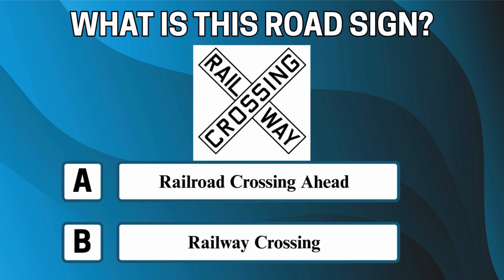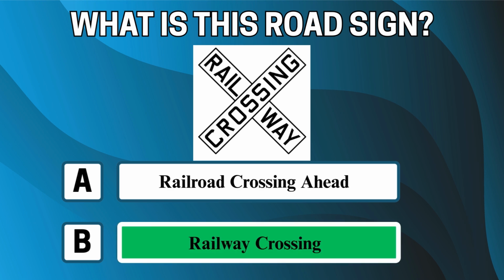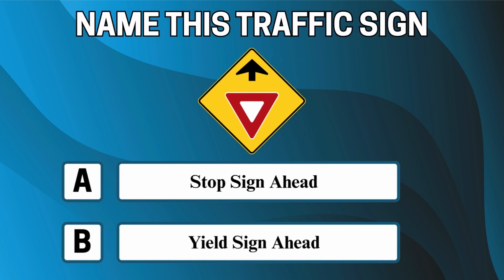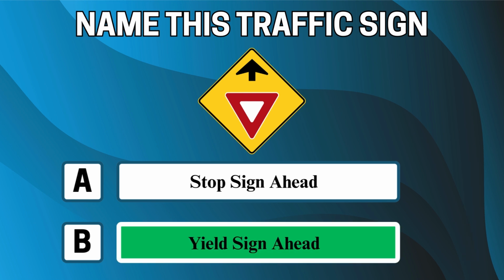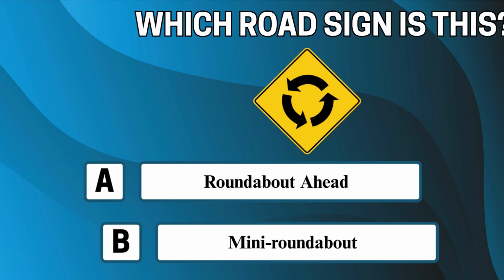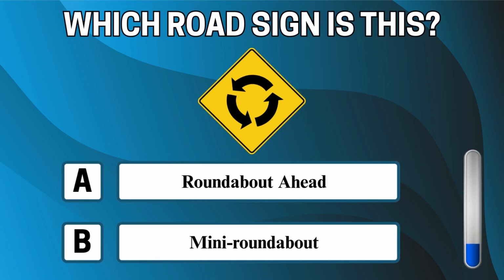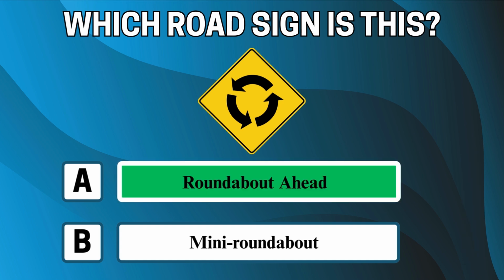What is this road sign? Yes, it is the railway crossing sign. Name this traffic sign. Exactly, it is the yield sign ahead sign. Which road sign is this? Yes, it is the roundabout ahead sign.